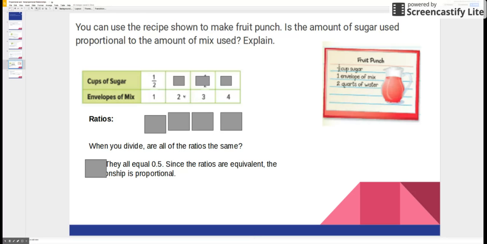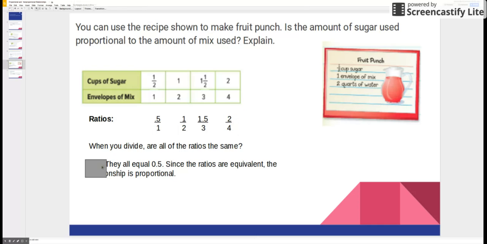So if I have 2 envelopes of mix, I would need 1 cup of sugar, right? I would just double this. For 3 envelopes of mix, I would need 1.5 cups of sugar. And for 4 envelopes of mix, if I just add a half to this, I would need 2 cups of sugar. So my ratios would be 1/2 over 1, or just 0.5 over 1, 1 over 2, 1 and 1/2 over 3, or 1.5 over 3, and 2 over 4.